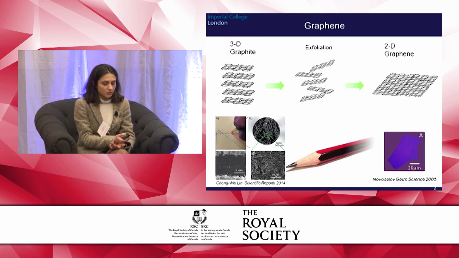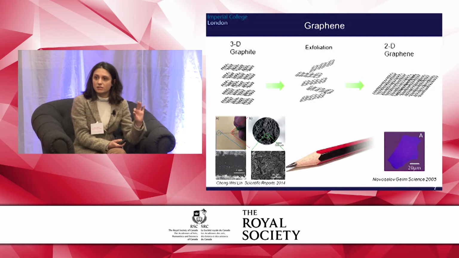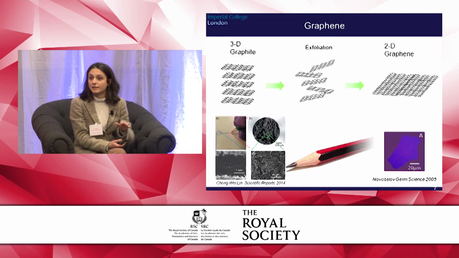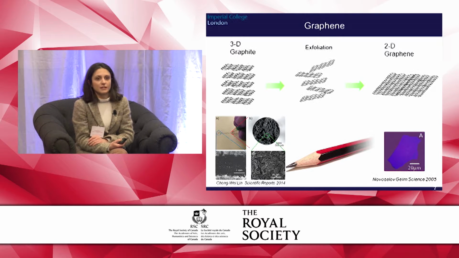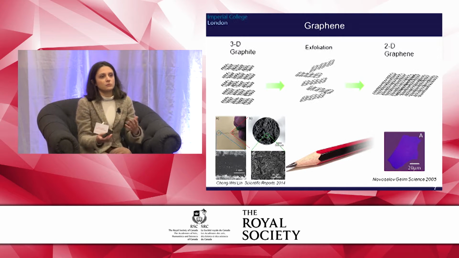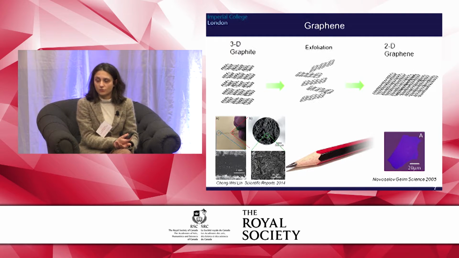And we can isolate graphene as single individual sheets of carbon atoms arranged in hexagonal structures. As you can see here, there is the image of one of the first graphene layers isolated onto a specific substrate. And we can actually see these graphene layers just using an optical microscope.